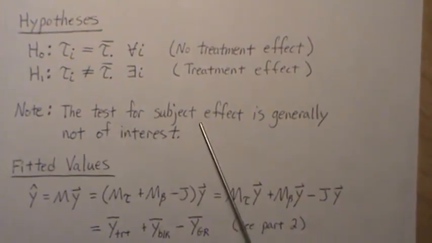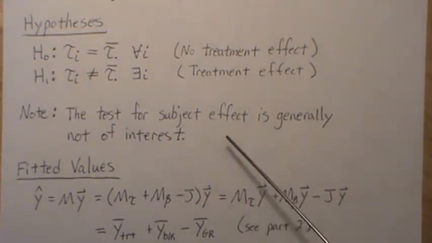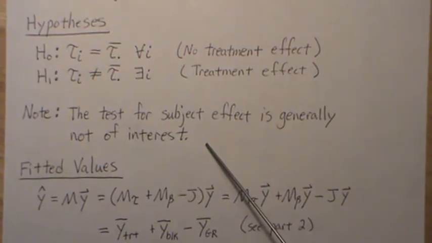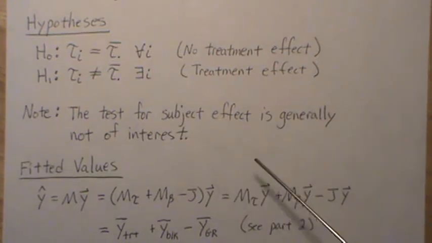Now note the subject effect is generally not of interest, and so we're not even going to think about that. Now, if you do a paired t-test, you don't do a test to see if there's a subject difference. You only do a test if there's a treatment difference. It's the same thing here.